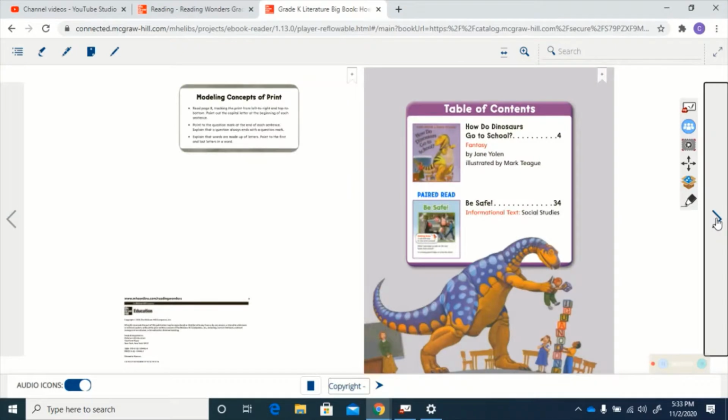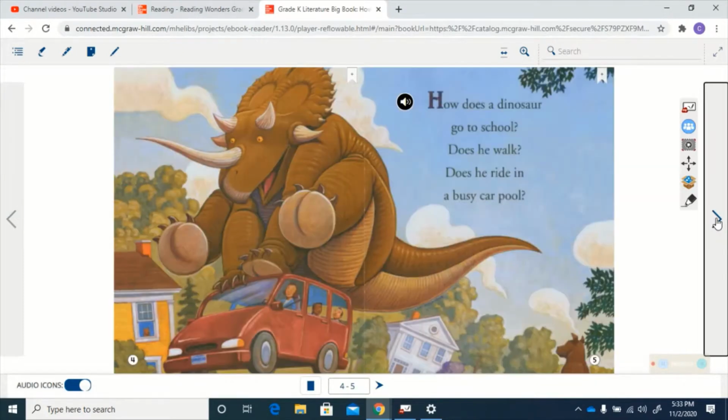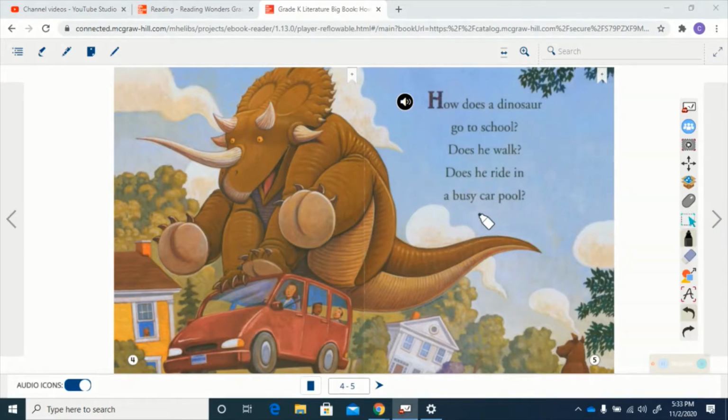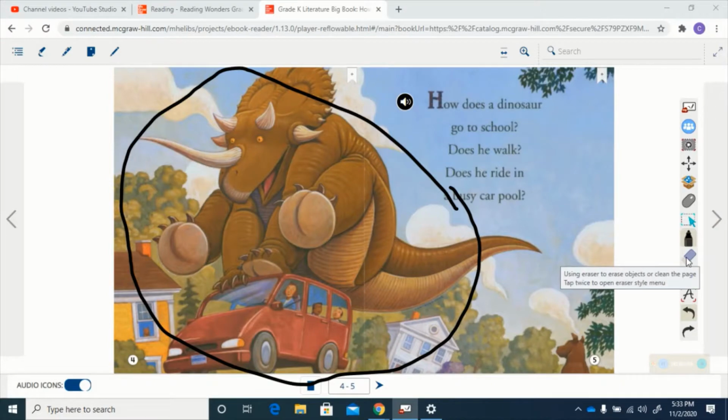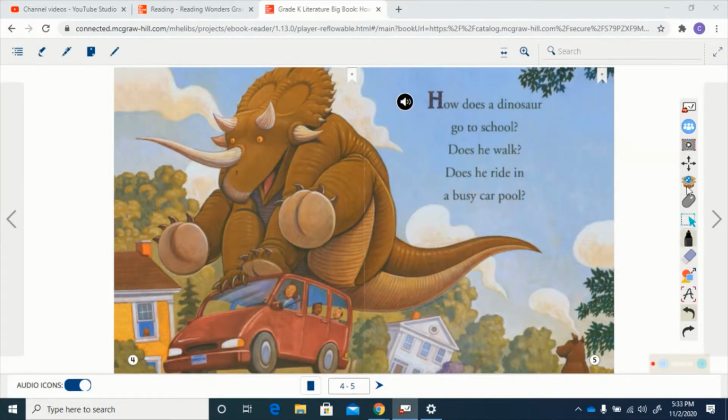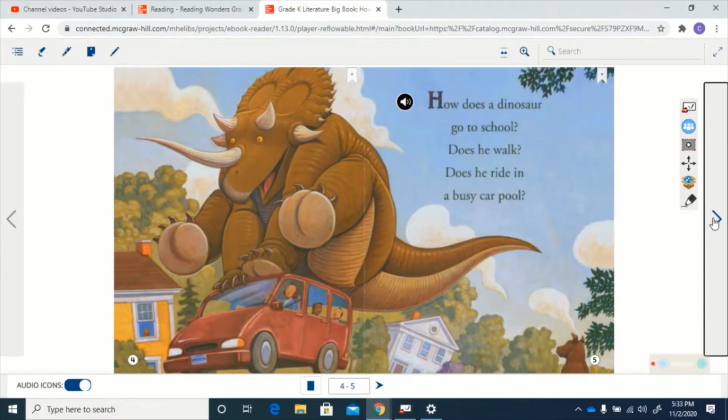Let's flip through our dinosaur book here and let's look for some action words. What is the dinosaur doing in this picture? He is riding in the car, right? So ride is an action word. He's doing that.